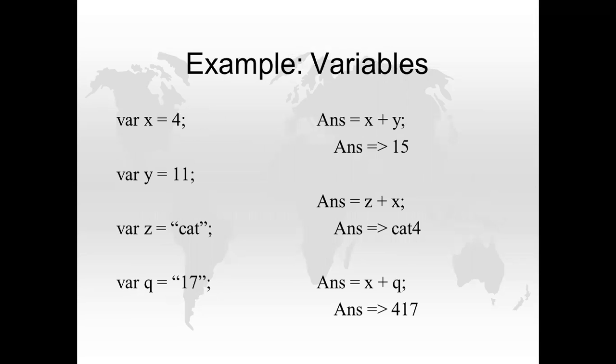Here you can see examples like var x = 4. You have declared var y = 11, var z = "cat", var q = 70. Whenever you calculate the answer x + y, it will automatically add variable x and variable y. It will take the values assigned to x and y and return the addition of x and y.